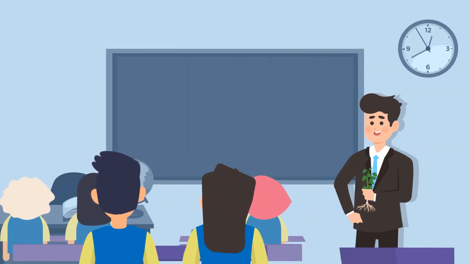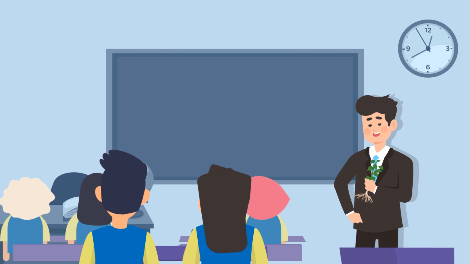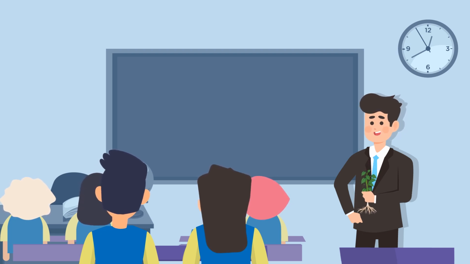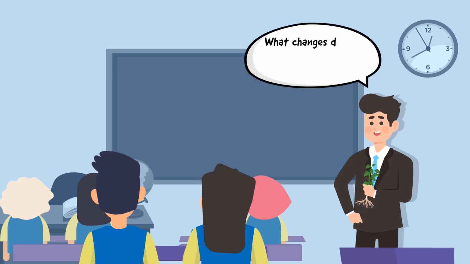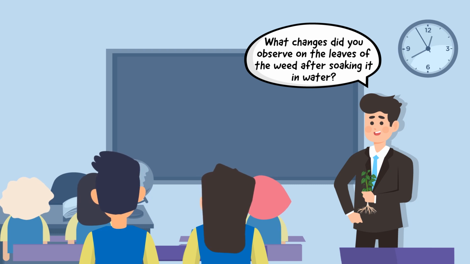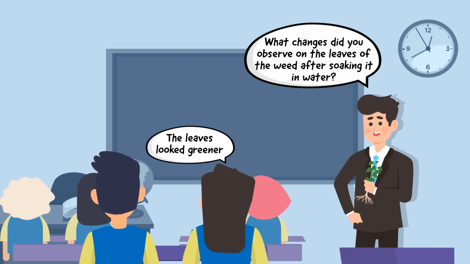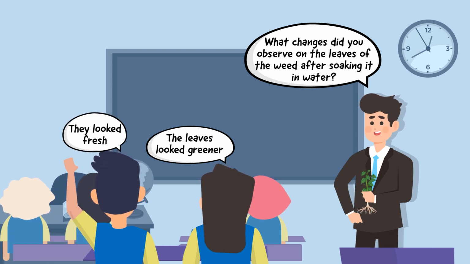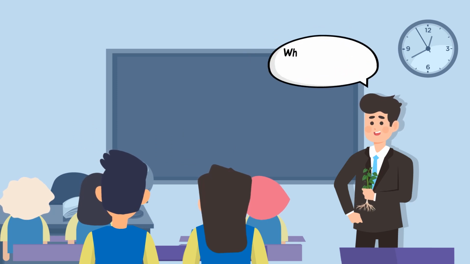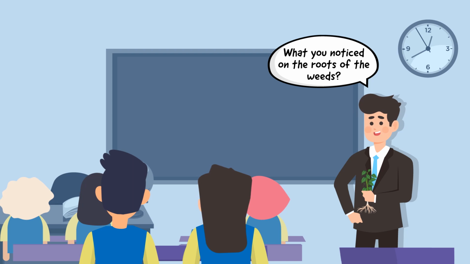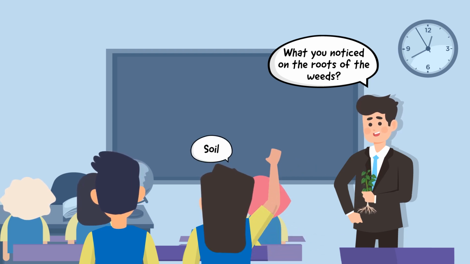Continue with the discussion on absorption by roots of a plant initiated in the previous session by asking, what changes did you observe on the leaves of the weed after soaking it in water? The possible responses may be, the leaves looked greener, they looked fresh, and so on. Further ask what they noticed on the roots of the weeds. The possible response may be soil.